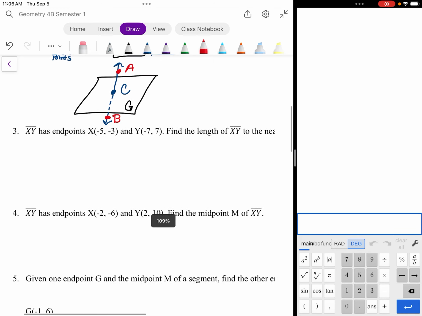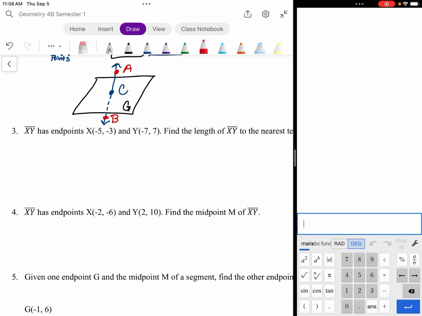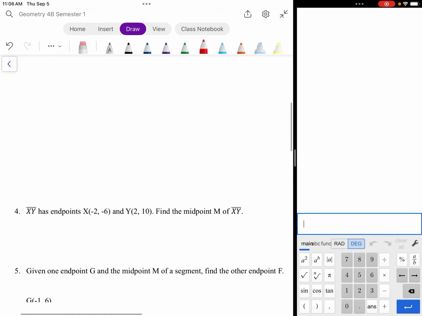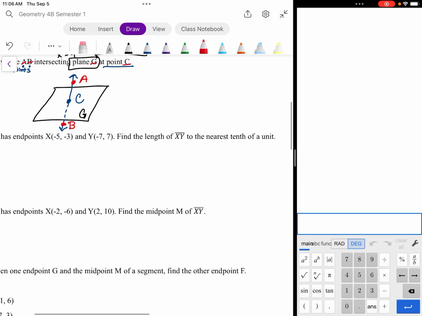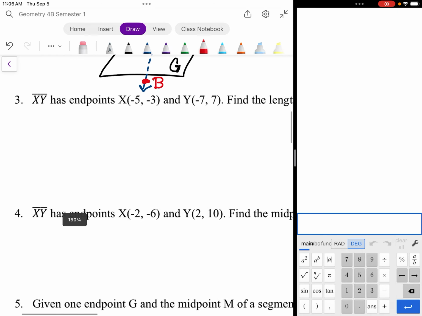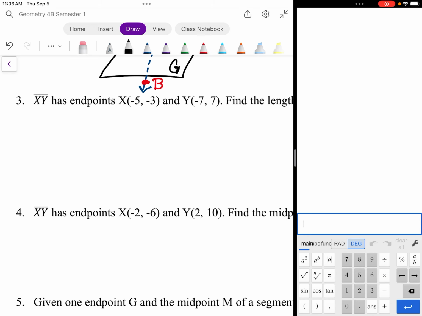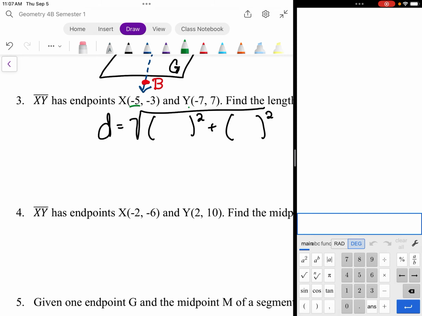Okay. Our next one, they're telling us that segment XY has endpoints X at -5, -3, Y at -7, 7. They want us to find the length of XY to the nearest tenth of a unit. So for that one, it is going to be our distance formula. And that is when we do our difference in x squared plus our difference in y squared. Difference means we're subtracting, so we're going to take -5 minus -7 in parentheses squared plus -3 minus 7 in parentheses squared for our difference in y.